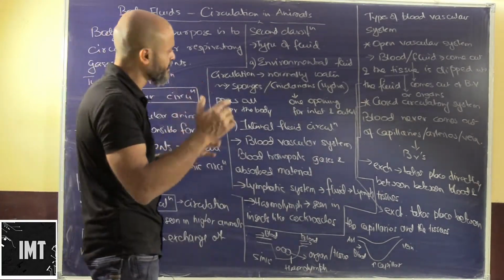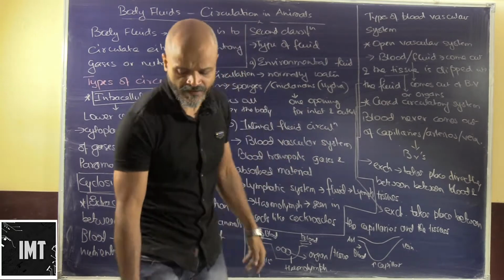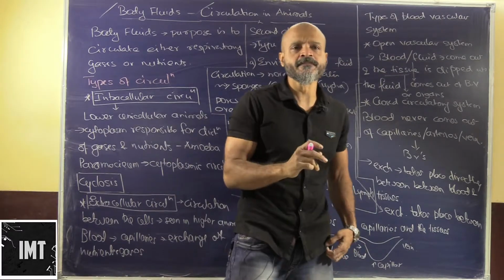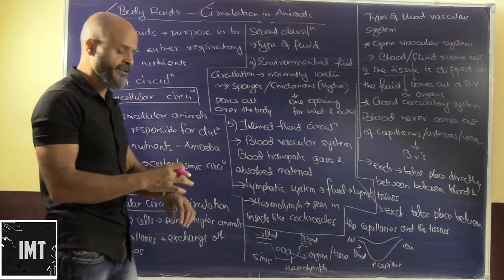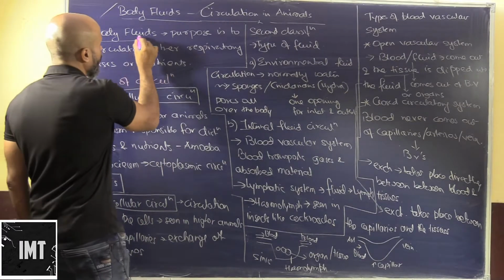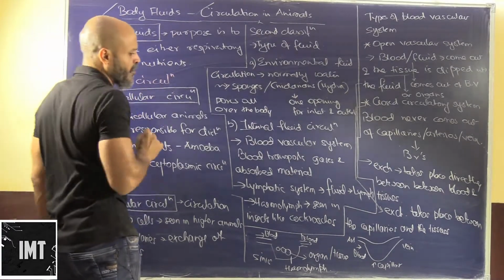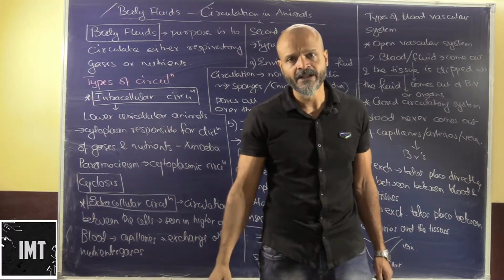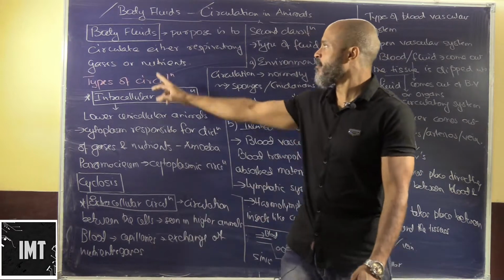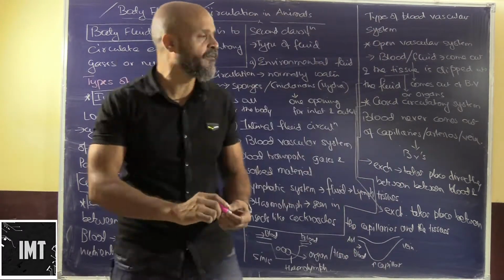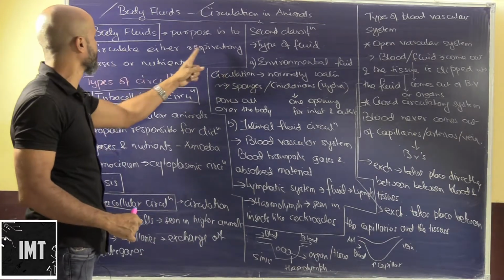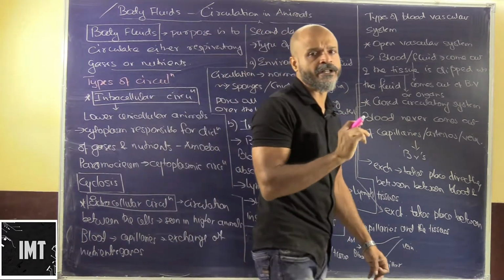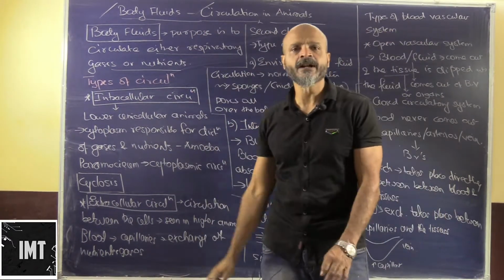Body fluids. This chapter is known by different names, so I have put across body fluids or circulation in animals. Body fluids means the fluids which are involved in transport. What is the purpose of all types of body fluids? In different animals, it is not necessarily only the blood which acts as a body fluid. There can be other fluids as well. The purpose of the body fluid is to circulate either respiratory gases or nutrients. The purpose of body fluids is to transport these two.